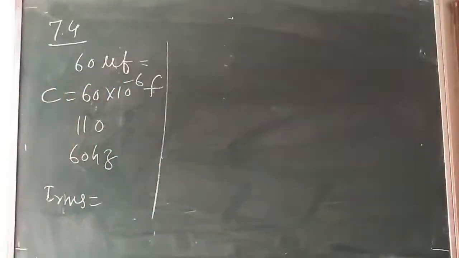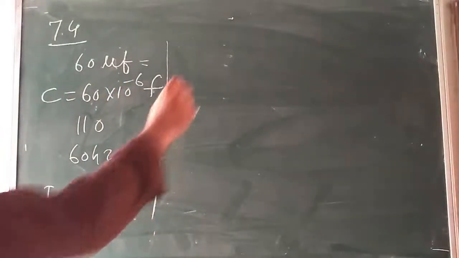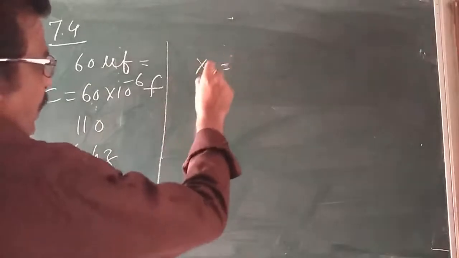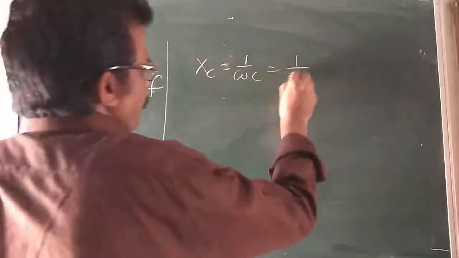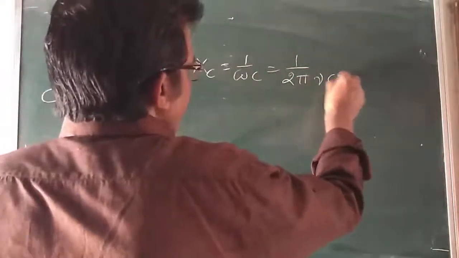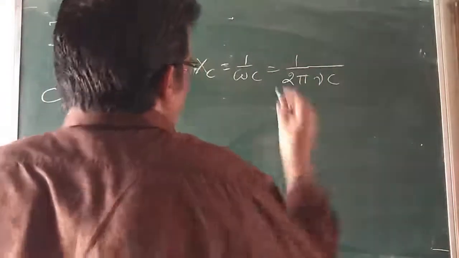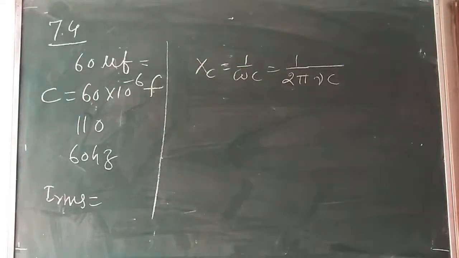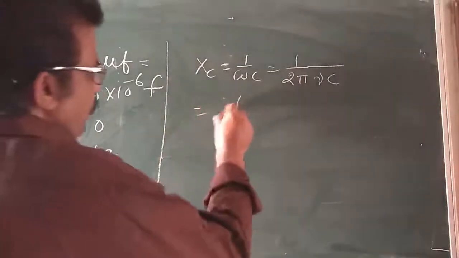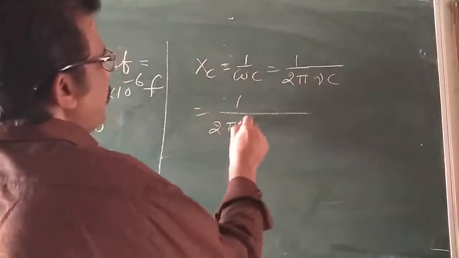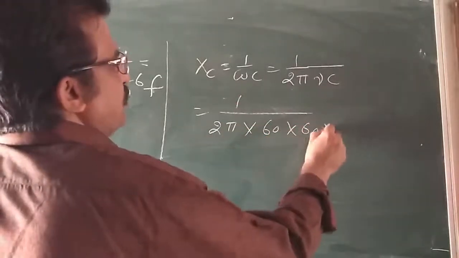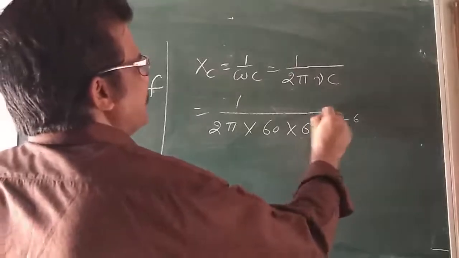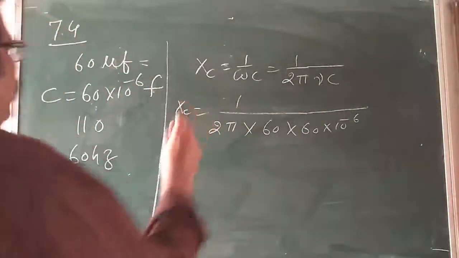Right, this time our given value of capacitance is C. Our formula for the capacitive reactance, that is 1 by omega C, that is 1 by 2 pi nu C or 1 by 2 pi f C, कुछ भी लिख सकते हो आप. So put it here, 1 upon 2 pi nu, frequency is 60, value of capacitance is 60 into 10 raised to the power minus 6. This is the value of Xc.